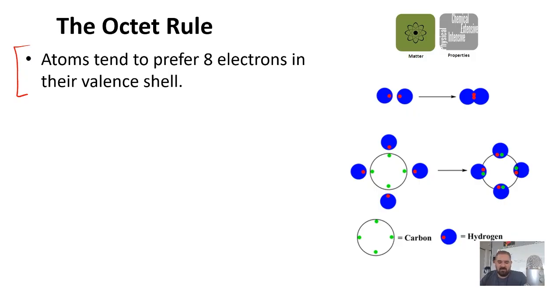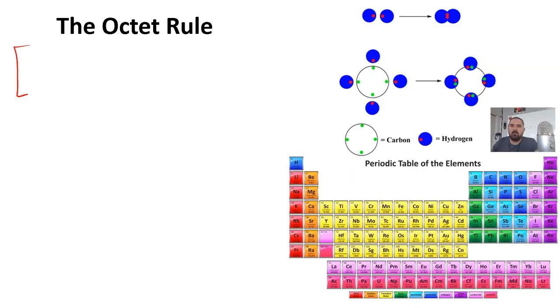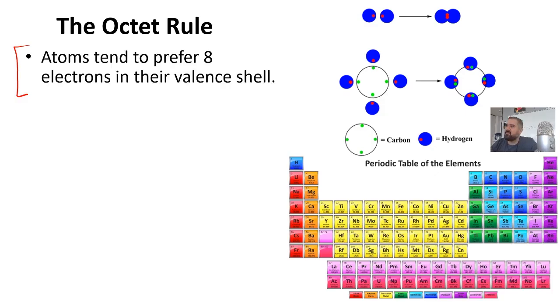There are exceptions to this. Let's discuss the exceptions. So I brought in a periodic table, that way we can actually discuss the octet rule. So what is the octet rule? It tells us that all atoms want to have 8 valence electrons.